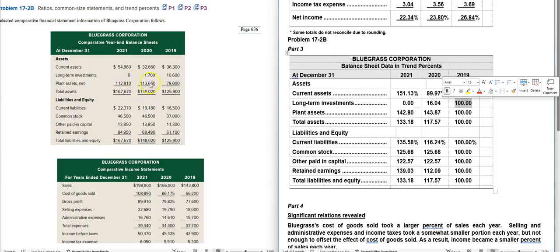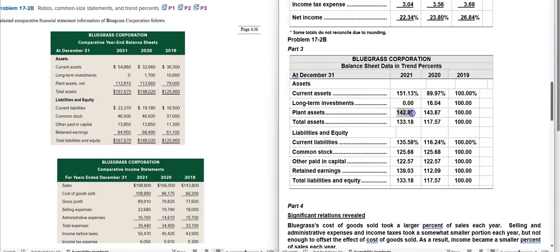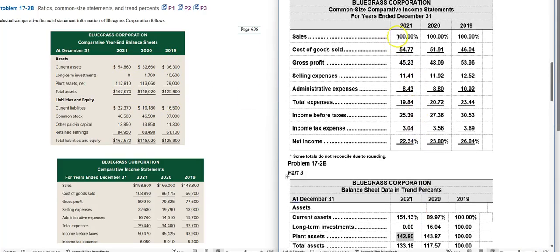Plant assets: divide 2020's amount by the 2019 base year. Plant assets were 144% of what they were in 2019. In 2021, 112,810 divided by 79,000, my plant assets were 142.8% of what they were in 2019. So again, look at what we're doing: we're analyzing horizontally across the years, as opposed to when we did the income statement, the vertical analysis, common size analysis, which was all within that year.